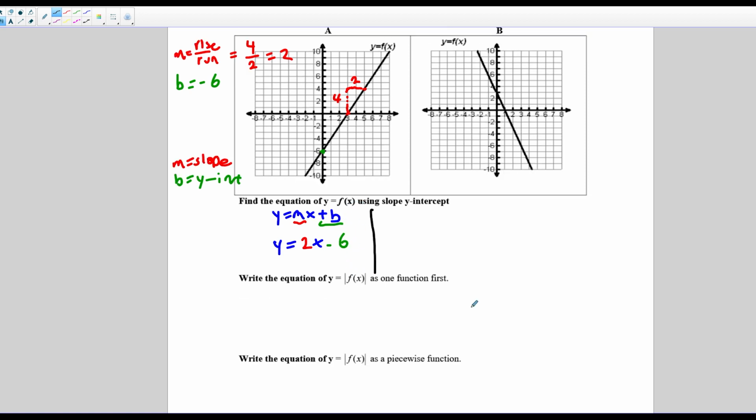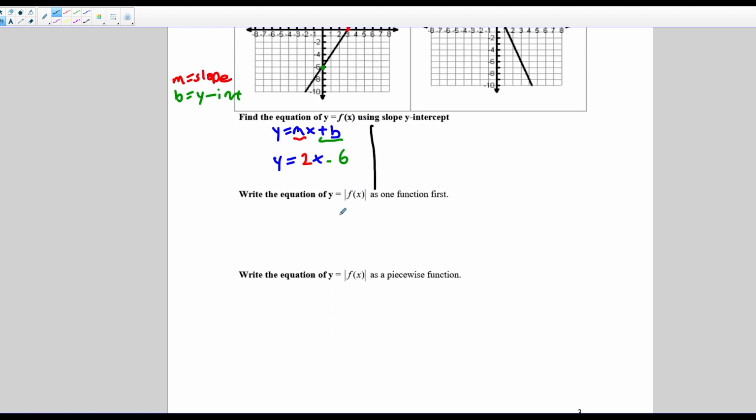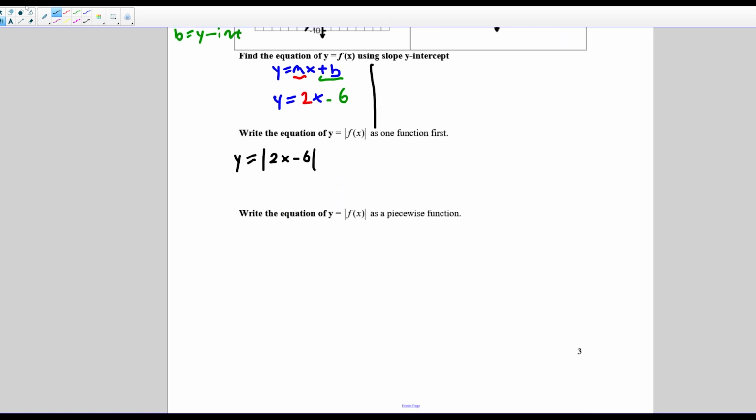Let's go ahead and write this equation as one function. So really, we're just going to take whatever we just found, and we're going to put that inside our absolute value signs. So y is equal to the absolute value of 2x minus 6 gives us our equation of y is equal to the absolute value of f of x. And now we want to write this as a piecewise function. And maybe I'll rewrite this in blue just because we're going to differentiate this afterwards.